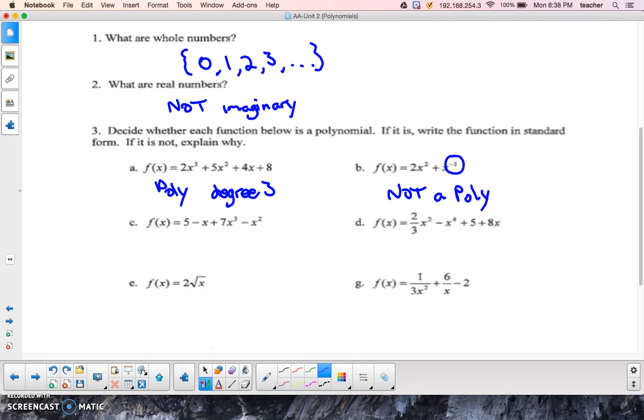Do letters C, D, E, and it looks like G, there's 4 left here, on your own. Tell me if it's a polynomial, what the degree is, if that applies. If it is a polynomial, you'll give me the degree. And if it's a monomial, binomial, or trinomial, if you can state that as well.